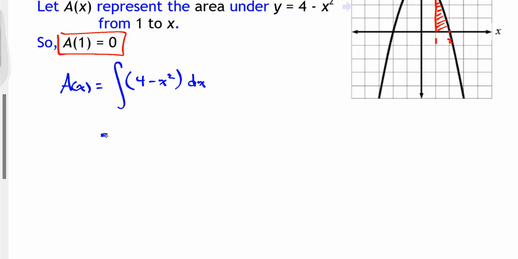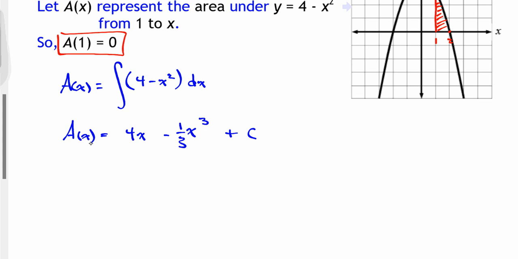Antiderivatives. Antiderivative of 4 is, or we could say 4 is the derivative of 4x. Oh yeah, and undoing the power rule. So I had x squared, increase the exponent by 1, divided by that new exponent. There's my area function.